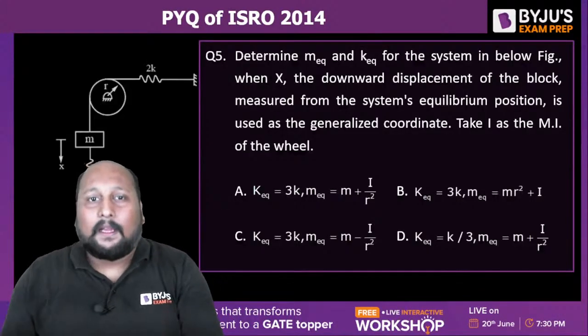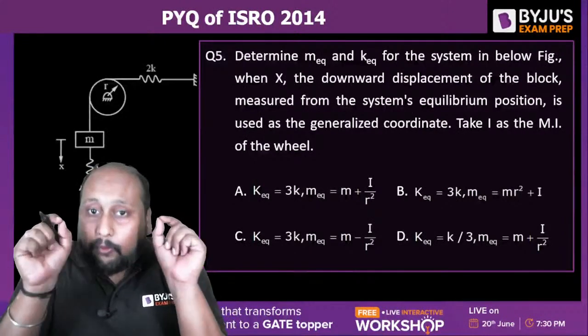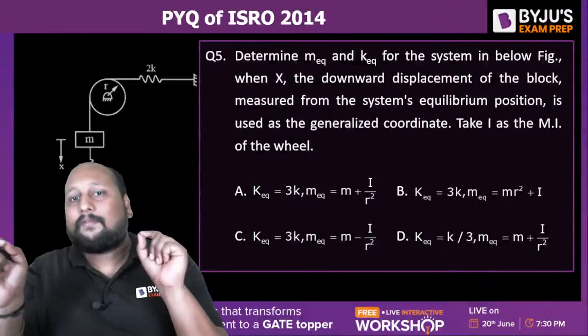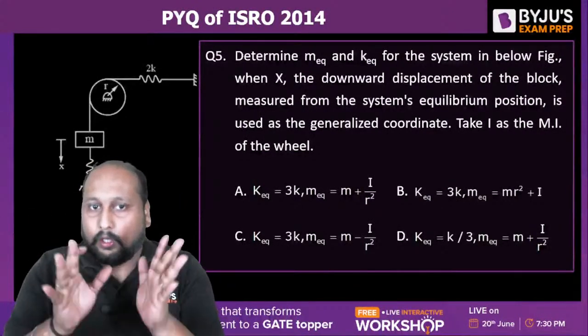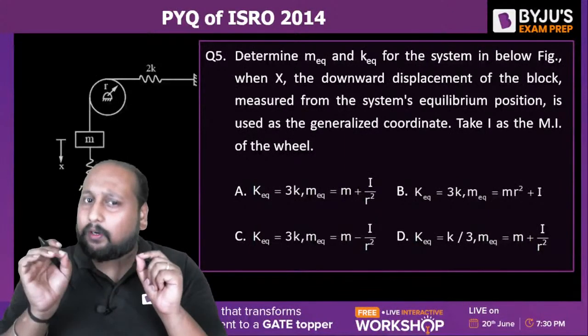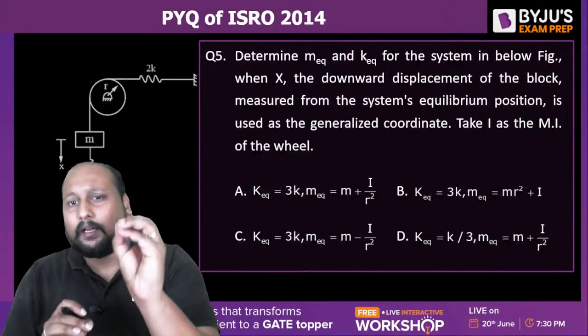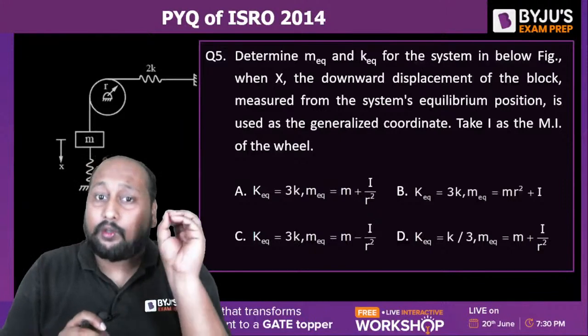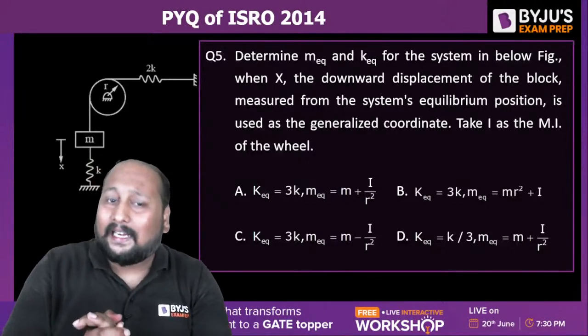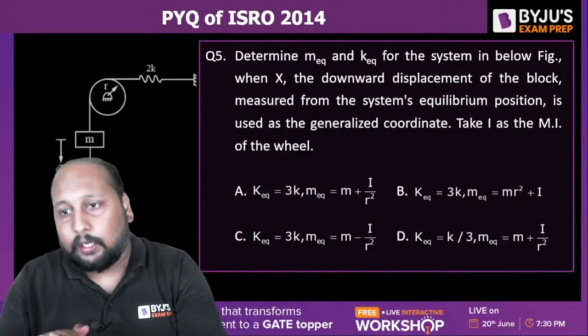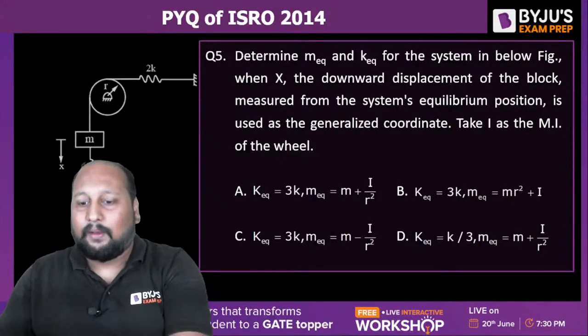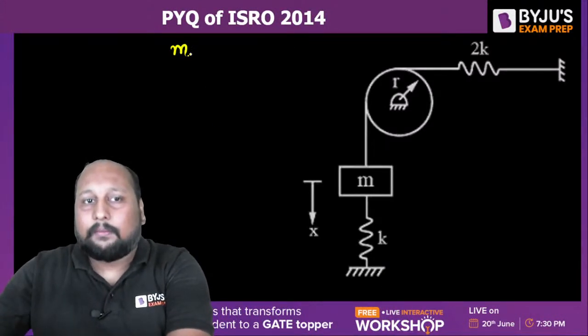Question number 5. Determine the equivalent mass and equivalent stiffness for the system shown below, where x is the downward displacement of the block measured from the system's equilibrium position, used as the generalized coordinate. We can take it as the moment of inertia of the wheel. Very easy question. You have to tell me what is the equivalent mass and what is the equivalent stiffness.